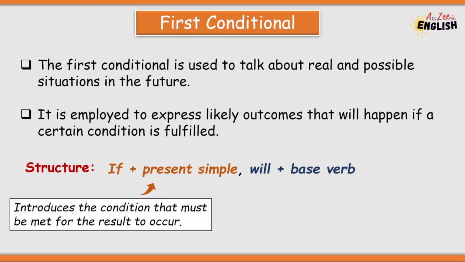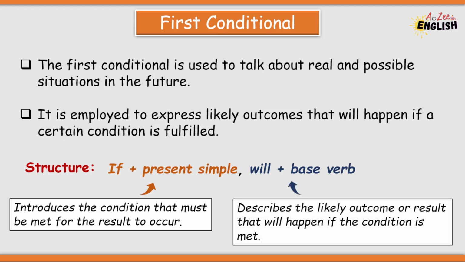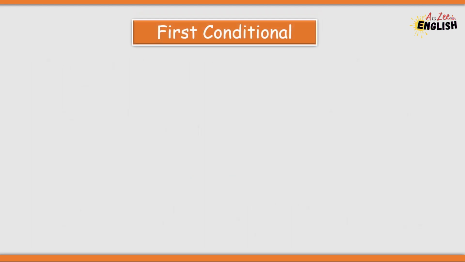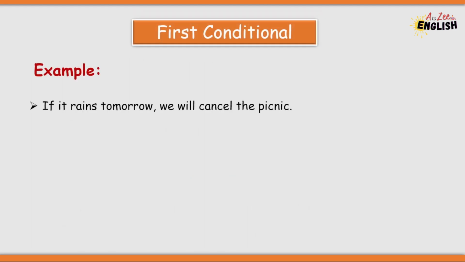The if clause introduces the condition that must be met for the result to occur. And the result clause describes the likely outcome that will happen if the condition is met. Let's take examples. If it rains tomorrow, we will cancel the picnic.